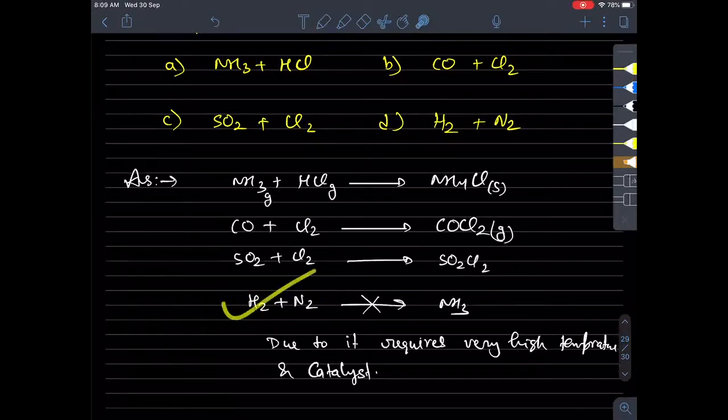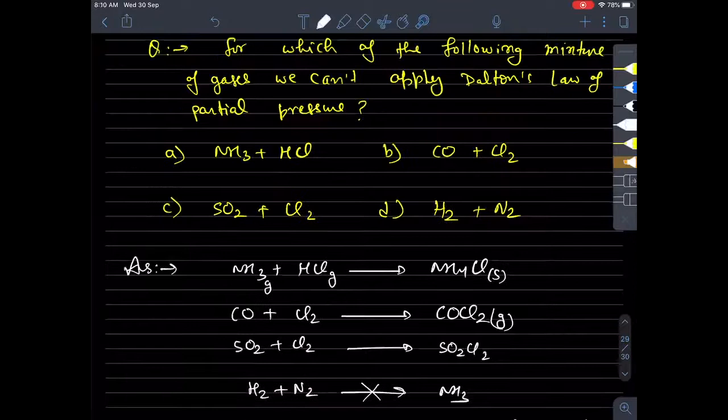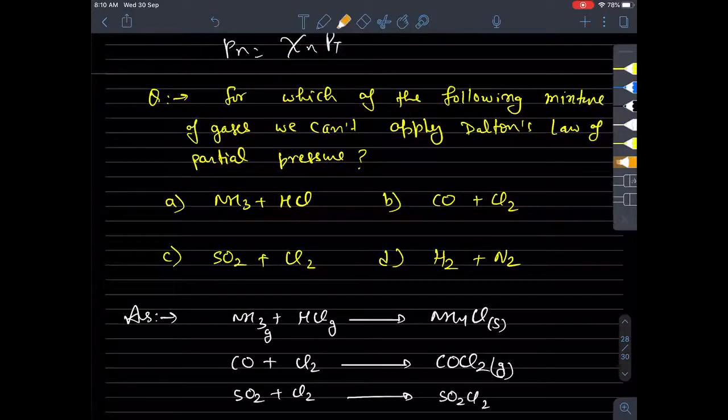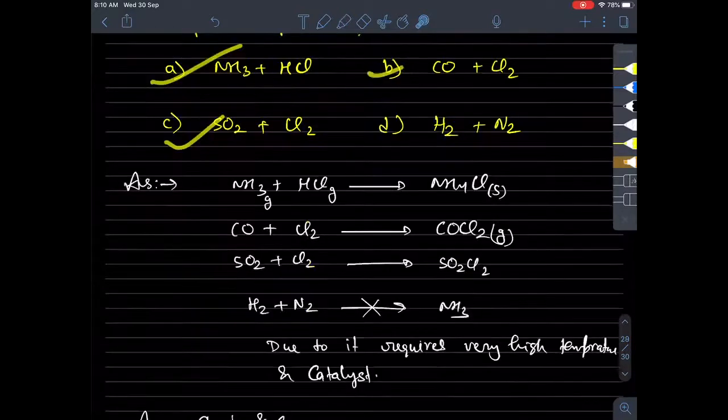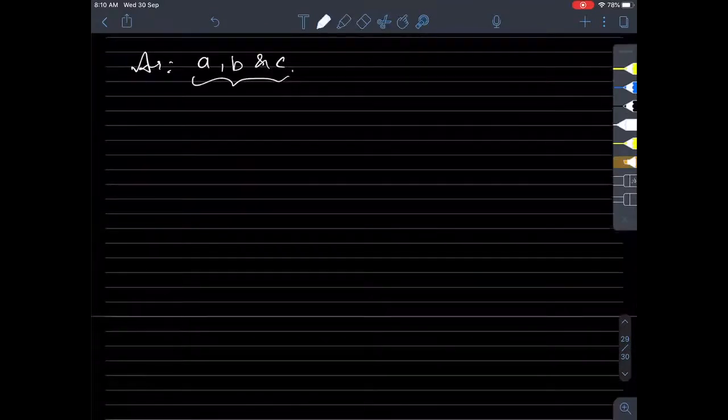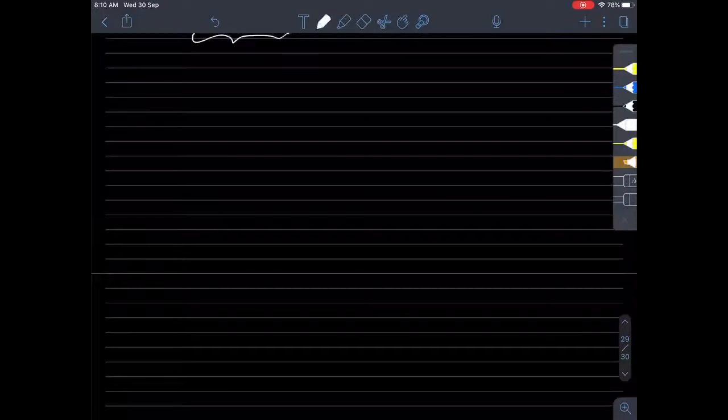So we can't apply Dalton's law there. So the answer will be A, B, and C. We can apply it for D, but we can't apply it for partial pressure in these three. I hope you understood. Now let us check how much you have understood with the help of a few problems.